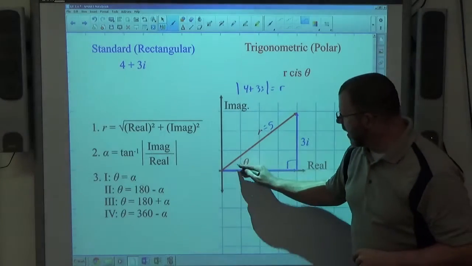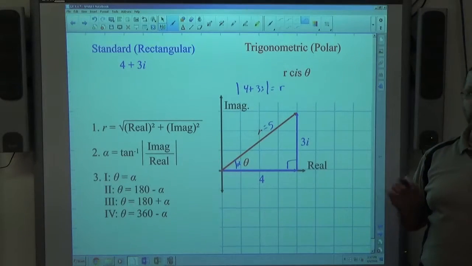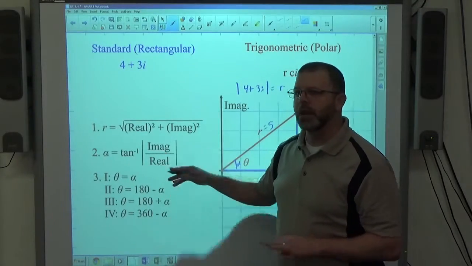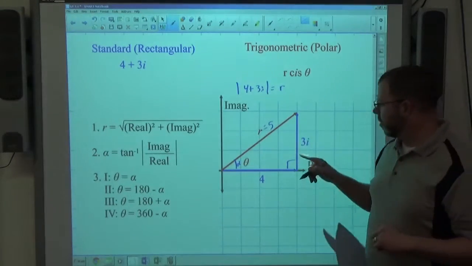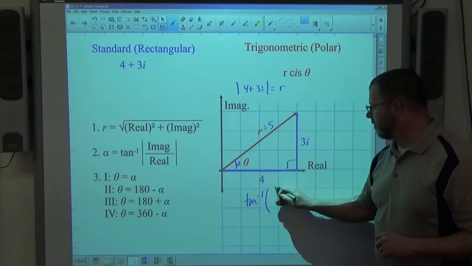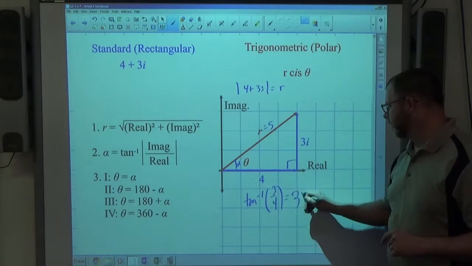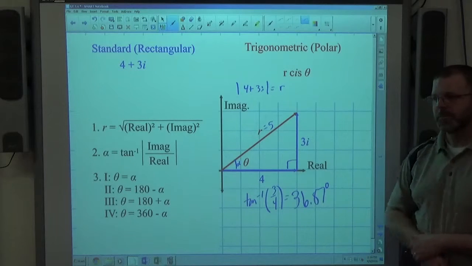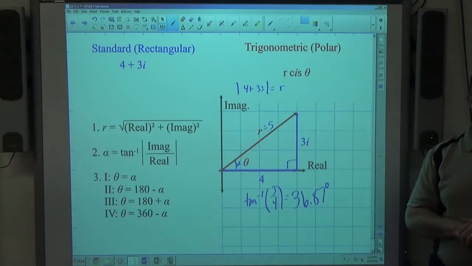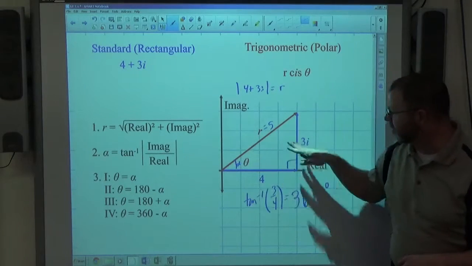Okay. This angle right here, which we typically refer to as alpha to begin with, before we establish the quadrant, the reference angle, is inverse tangent of the absolute value of the imaginary value over the real value. Again, ignore the i. So if I wanted to get alpha, it's just going to be the inverse tangent of 3/4, which is 36.87 degrees. So 36.87 degrees is how big that angle is in this right triangle.